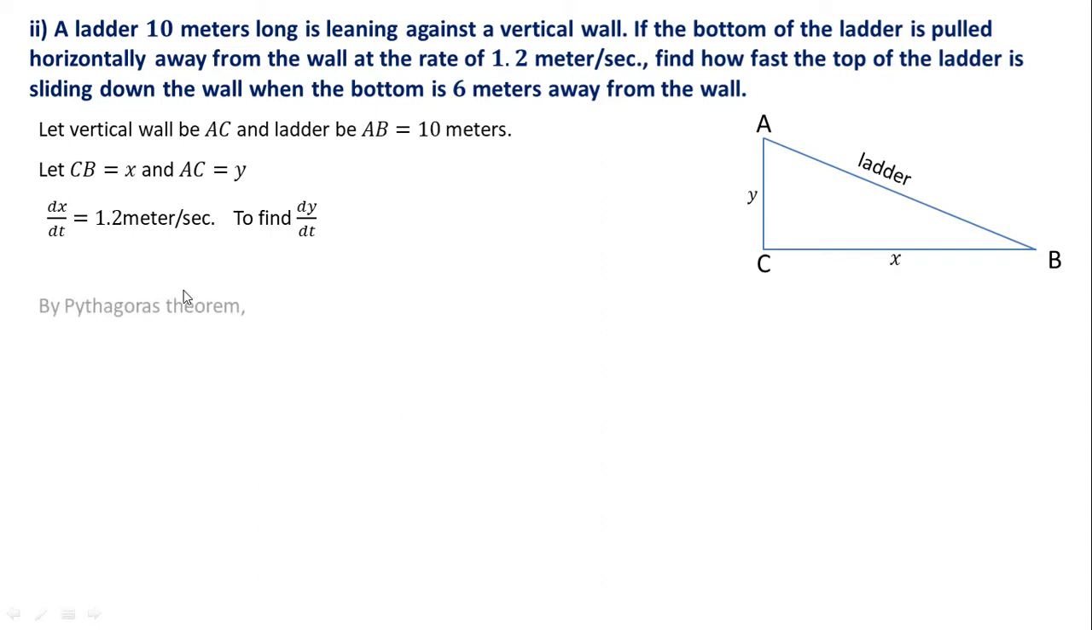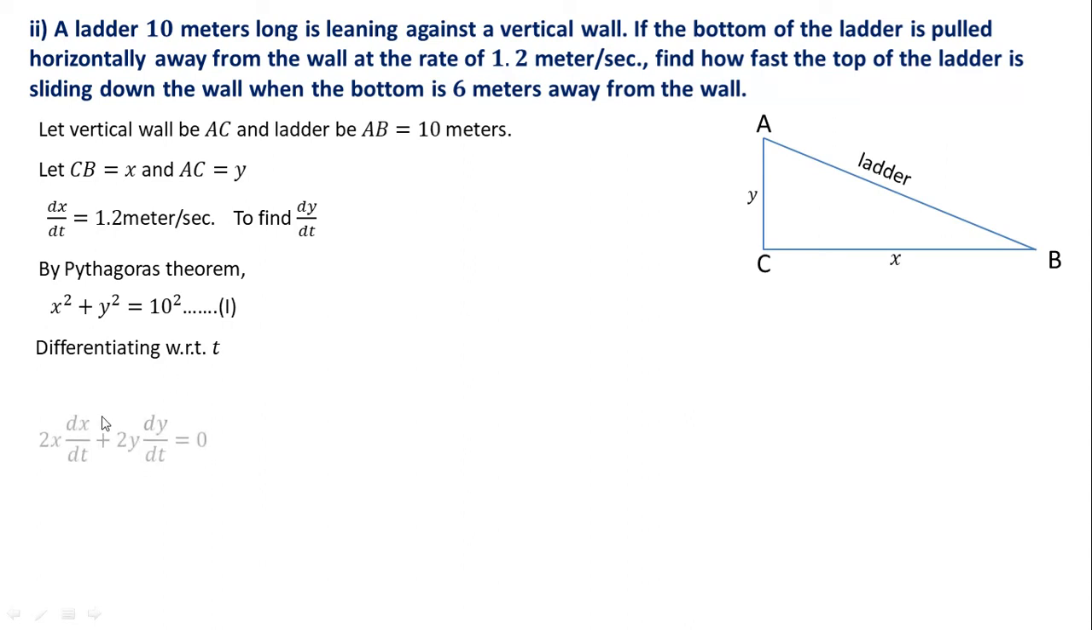Okay. Now here we will use the Pythagoras theorem to get the relationship between x and y. So directly all of you know that x square plus y square is equal to 10 square, because the length of the ladder is given 10. So directly we get this equation between x and y. Now if you differentiate this with respect to t, then we get 2x dx by dt plus 2y dy by dt is equal to 0. See the derivative with respect to t.